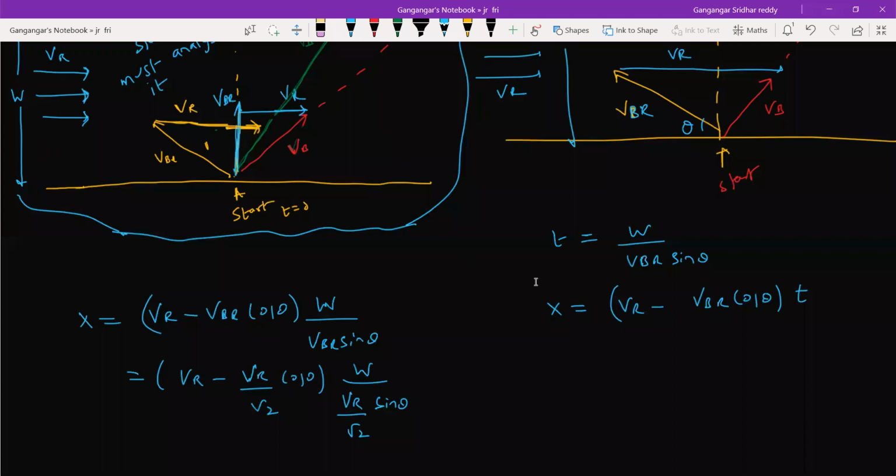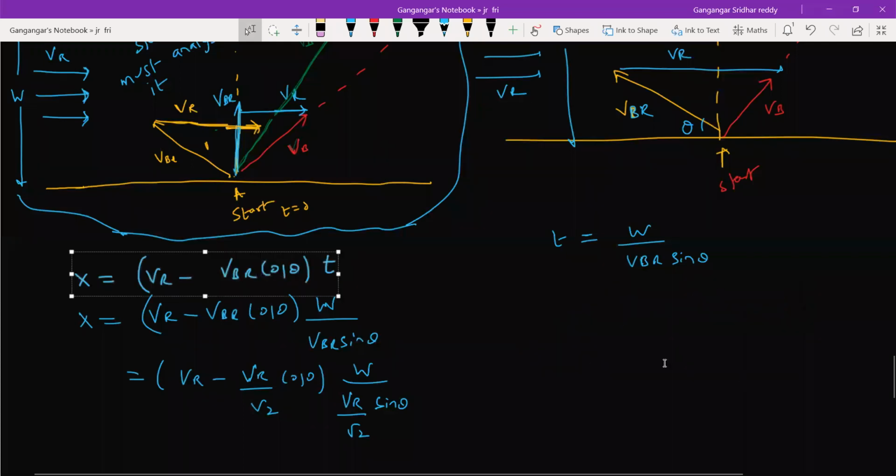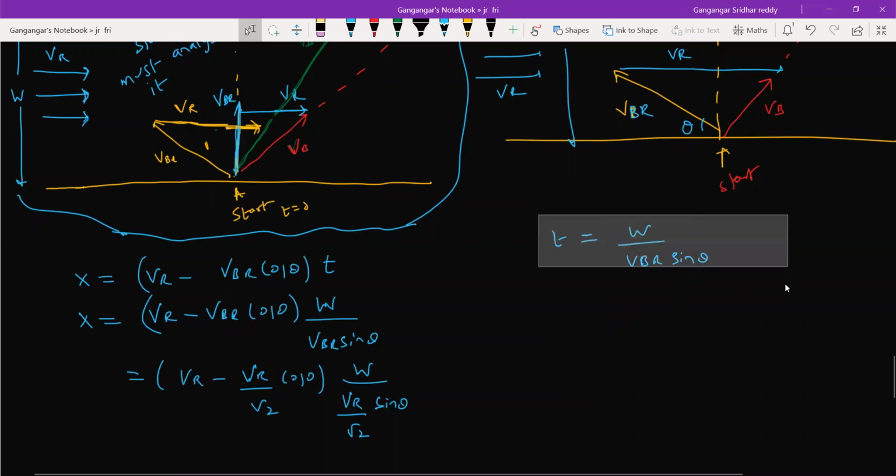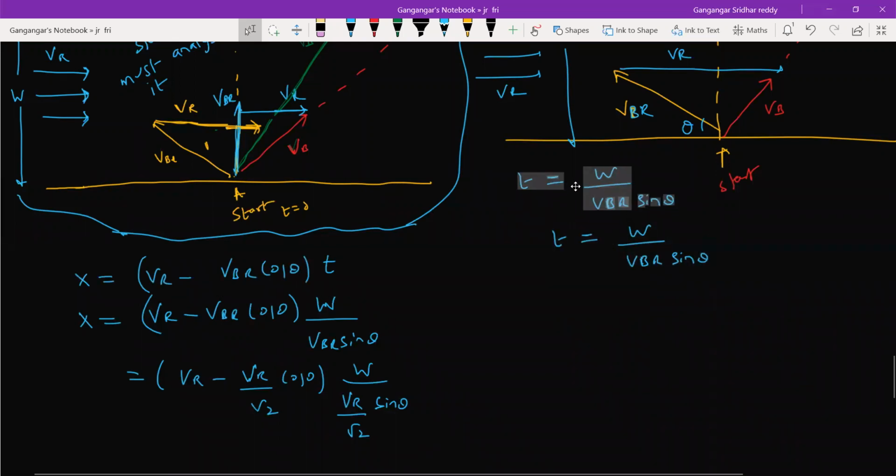Okay, solve it now. What to do? The question is telling minimum, not something else. He didn't ask to calculate the value. Am I right? He didn't ask to calculate the value. What he has asked is, so how to minimize it?